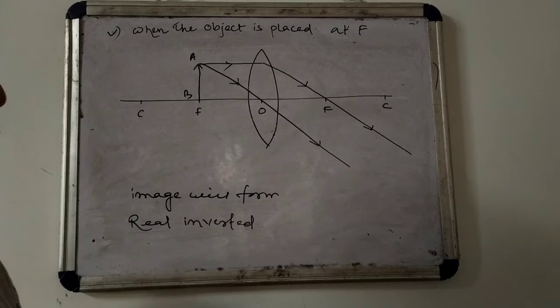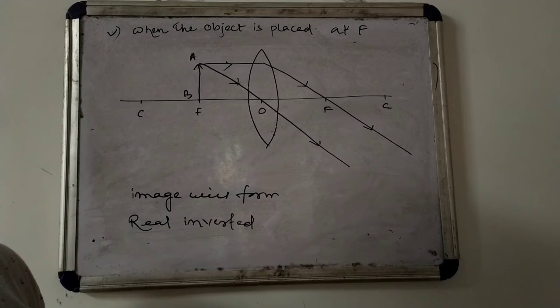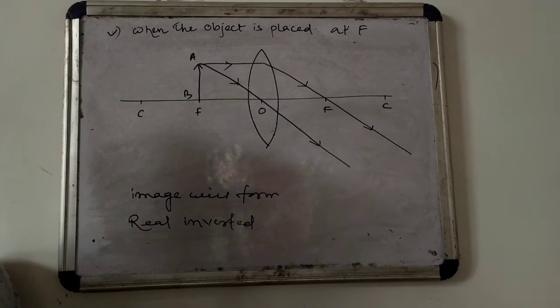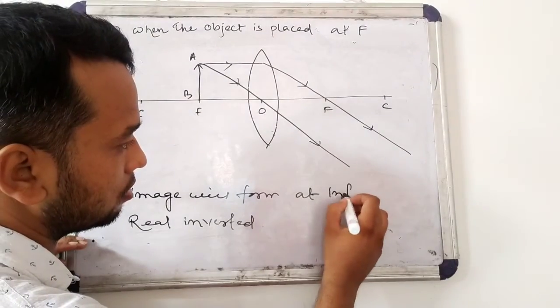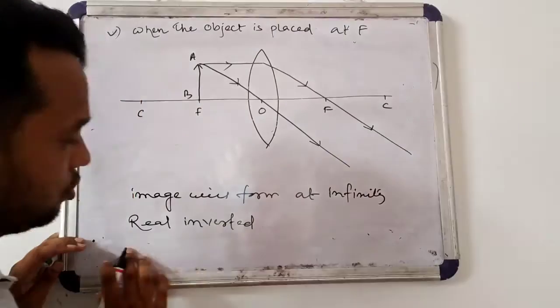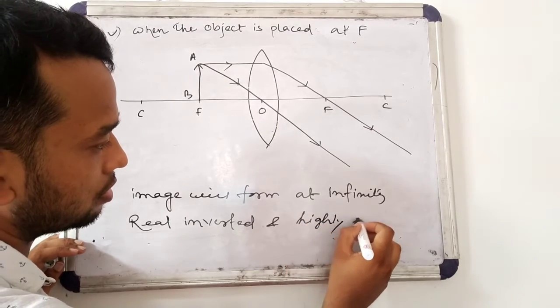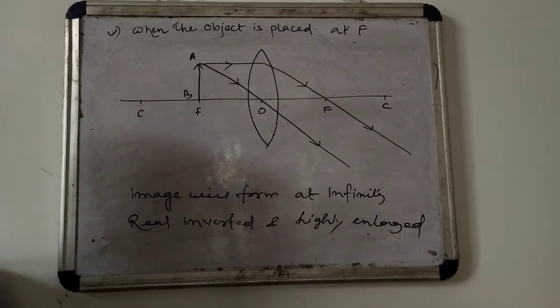Since these two refracted rays are parallel, we can't tell at which point these two rays will meet. Since they are parallel, these two refracted rays will meet at infinity. That much we know. So in this case, image will form at infinity. So real, inverted, and size will be highly enlarged. Highly enlarged. That means size of the image will be very much larger than the size of the object.